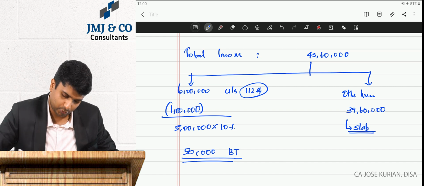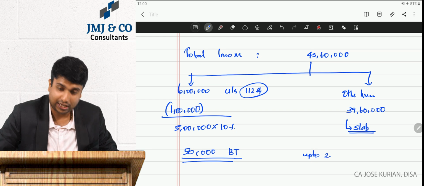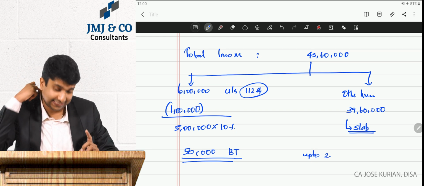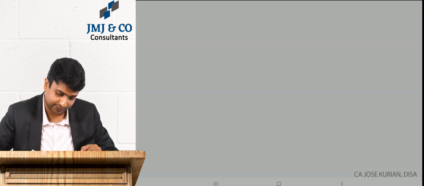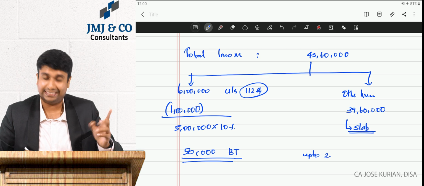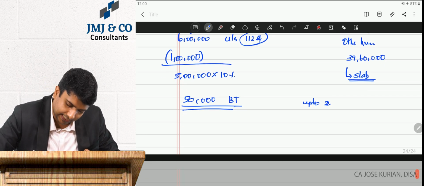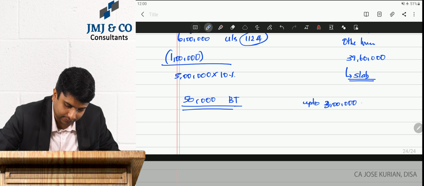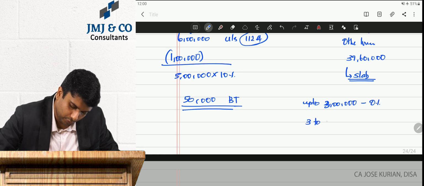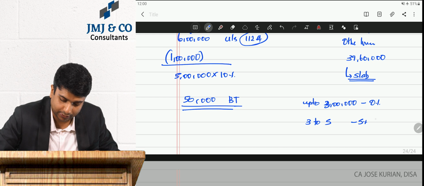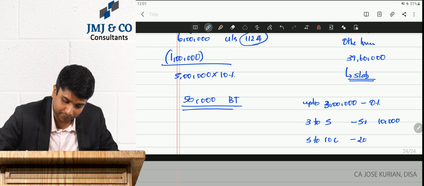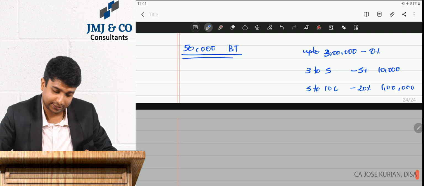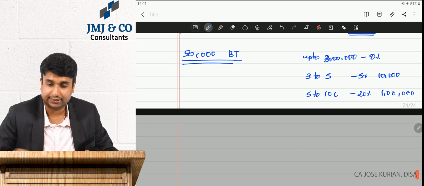It is 39,60,000. Up to here there is another speciality, because here the assessee is a senior citizen, right? In the question it is very clear, in the first part of the question itself, they are clearly specifying that the assessee is a senior citizen. So up to 3 lakh is his basic exemption limit. 3 lakh 0%. Then from 3 to 5 lakh it is 5%, that would be 10,000. Then 5 to 10 lakh it is 20%, that would be 1 lakh. Then over and above 10 lakh, what is the income? Over and above 10 lakh it is 29,60,000, right?